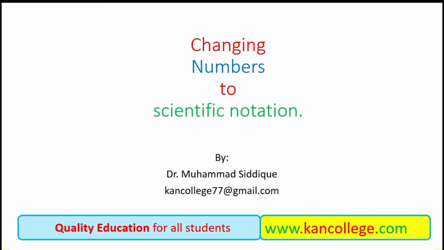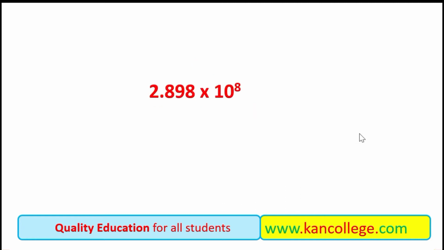Changing the standard numbers notation to the scientific notation. How we can change the standard number to the scientific notation? And this is the scientific notation of any number, for example, 2.898 into 10 to the power 8. Here in the scientific notation, you see there are two parts. One is the decimal part, another is the exponential part.